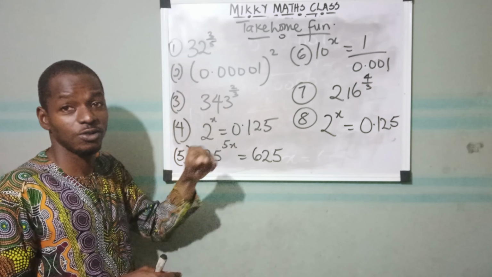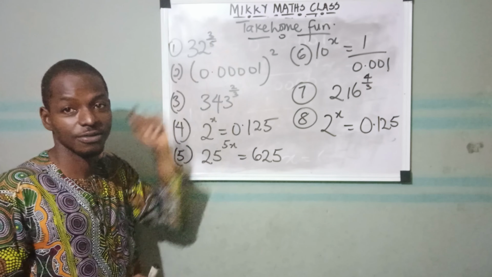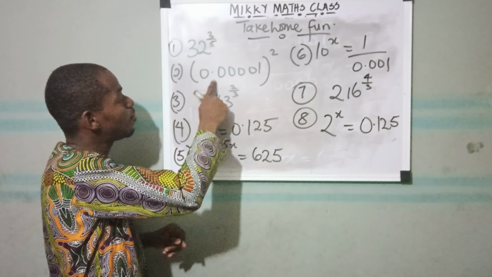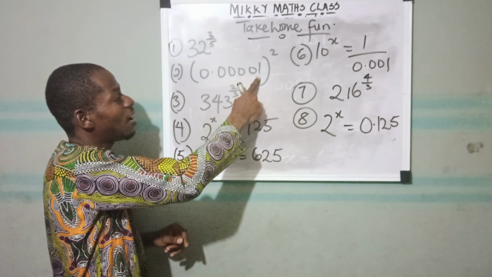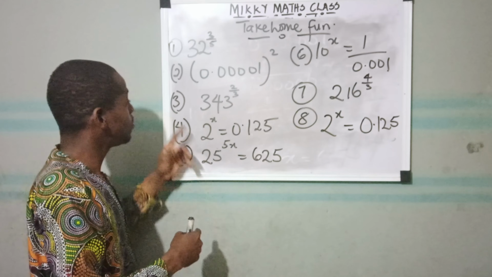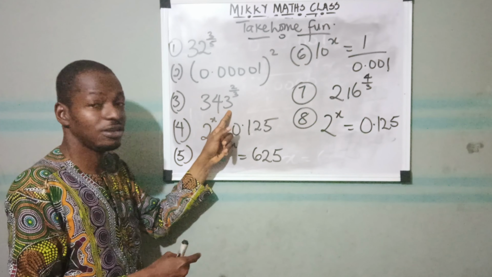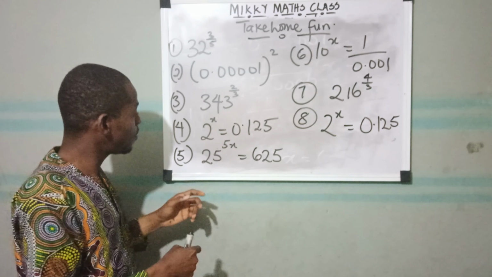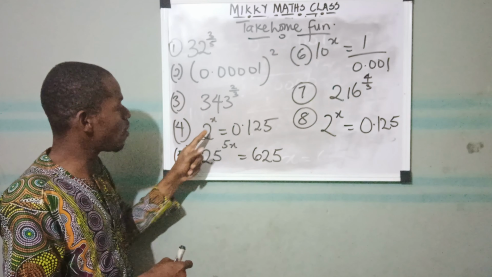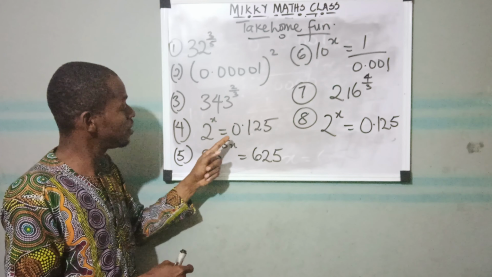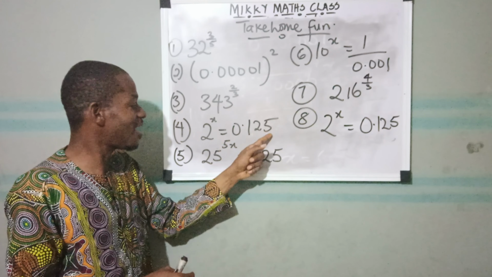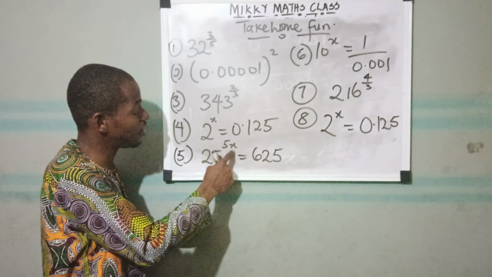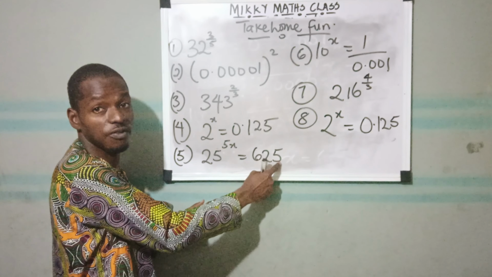Number 1 says 32 raised to the power of 3 over 5. So you remember the law to apply. Number 2 is 0.00001 raised to the power of 2. Number 3 is 343 raised to the power of 2 over 3. Number 4 is 2 raised to the power of x equals 0.125. And number 5 is 25 raised to the power of 5x equals 625.